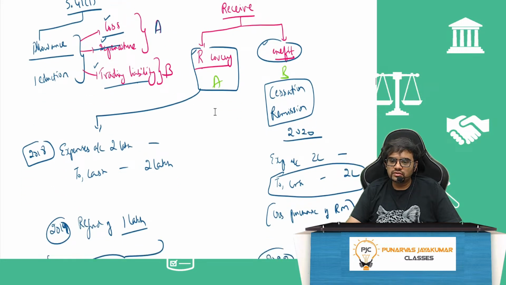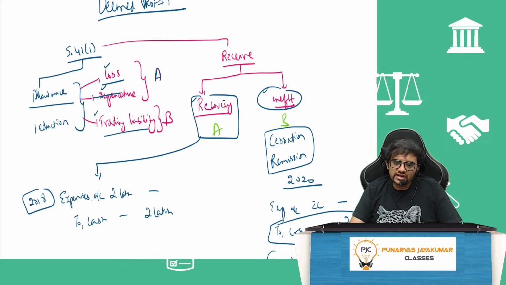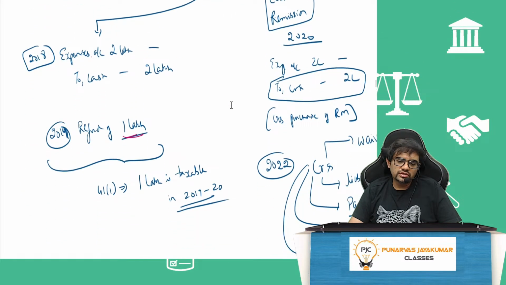For example, what do you mean by recovery of loss or expenditure? In 2018, I made an entry, expense account to cash account, 2 lakh. In 2019, I made some sales return. Whatever expenses I purchased, I returned it. I got a refund of 1 lakh. This is a recovery of an expenditure. So how much is taxable in 2019-20? 1 lakh.